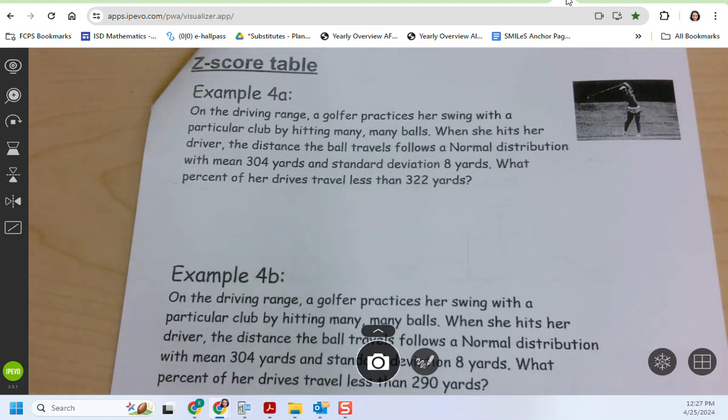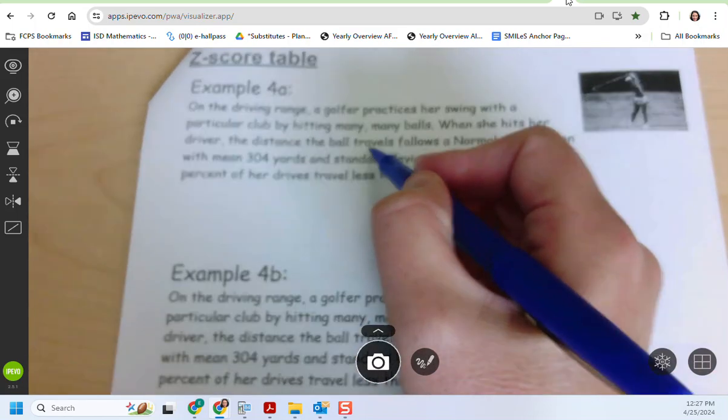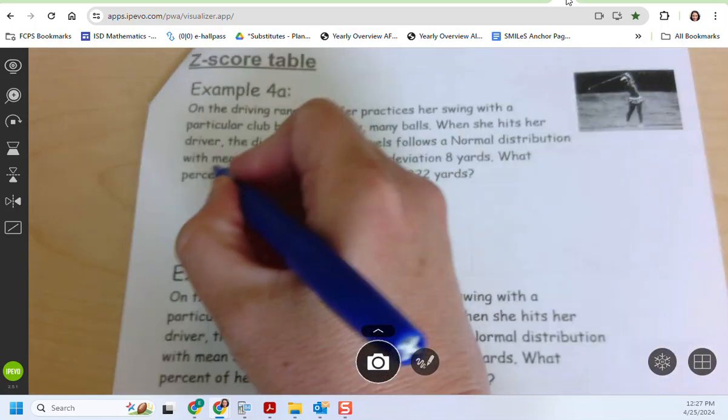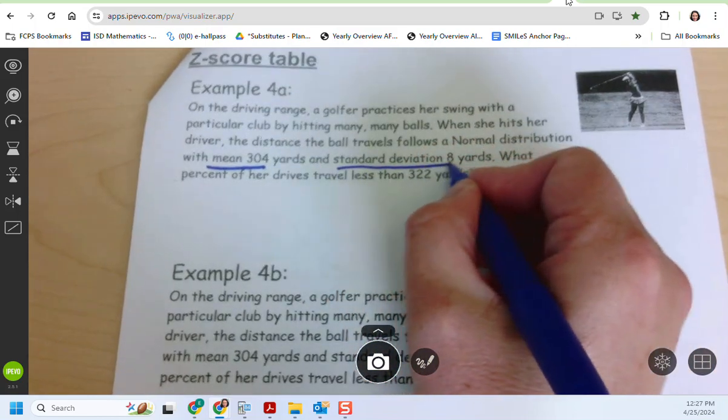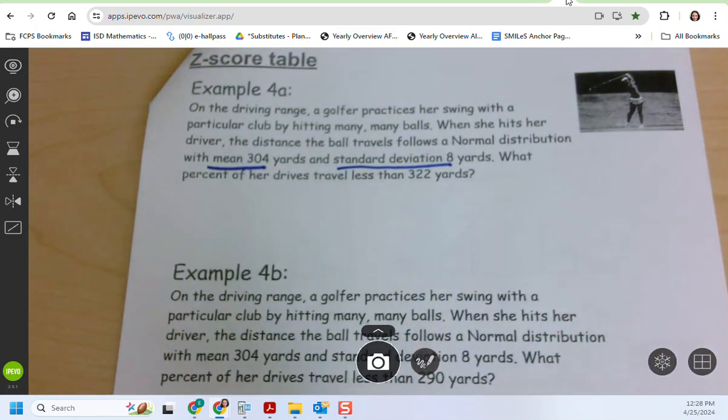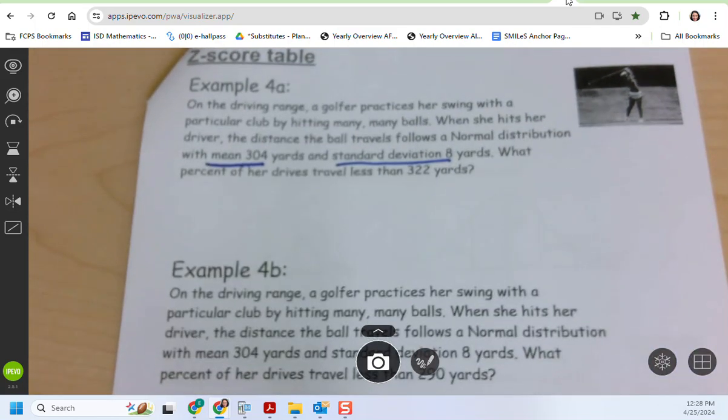All right, so this is about a golfer. And she's practicing her swing many times. And when she hits her driver, the distance the ball travels follows a normal distribution, which means most of the time she hits it about the same length, but sometimes it's a little bit shorter or a little bit longer. So the distance the ball travels follows a normal distribution with a mean of 304 and a standard deviation of 8. What percent of her drives travel less than 322 yards?